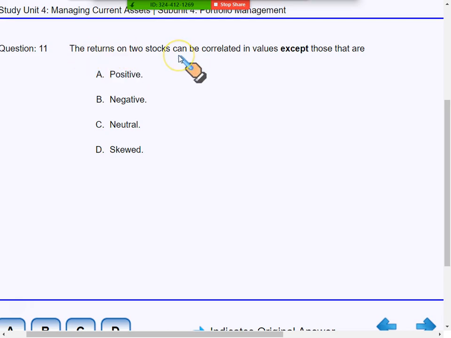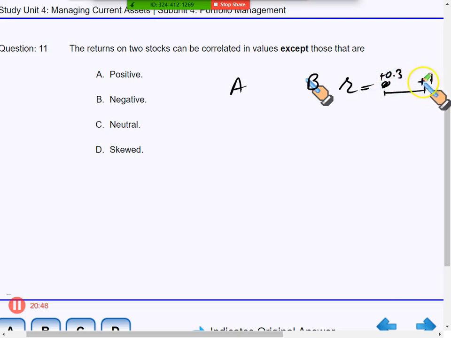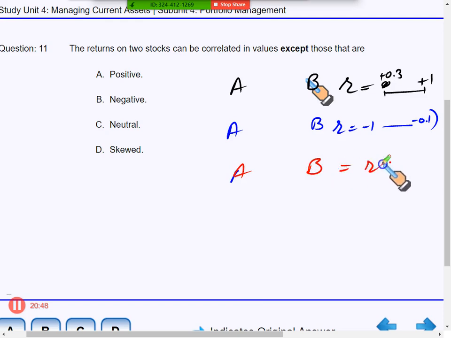The return on two stocks, A and B, can be correlated in values except those that are either two stocks A and B are positively correlated. If they are, R would be positive 1 or between 0. The number would be something not 0, in fact some positive number like 0.3 to plus 1. The number will be in the positive range. If A and B are negatively correlated, R would be somewhere between negative 1 to some number near to 0 with a negative sign, right? And if A and B are unrelated, then R would be an exact 0.